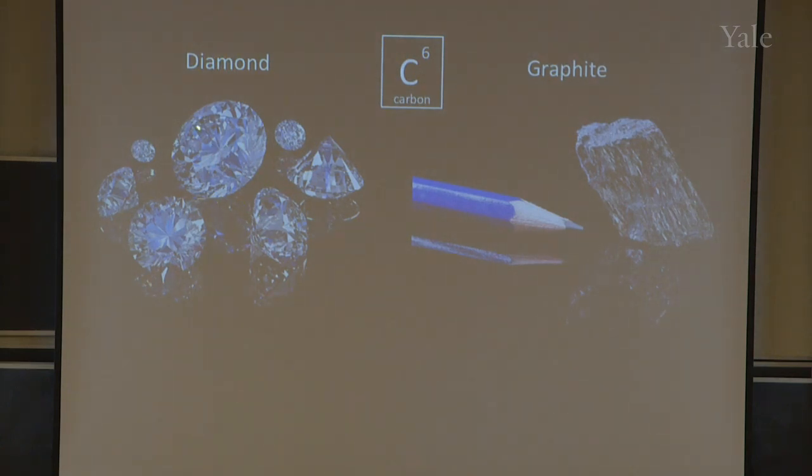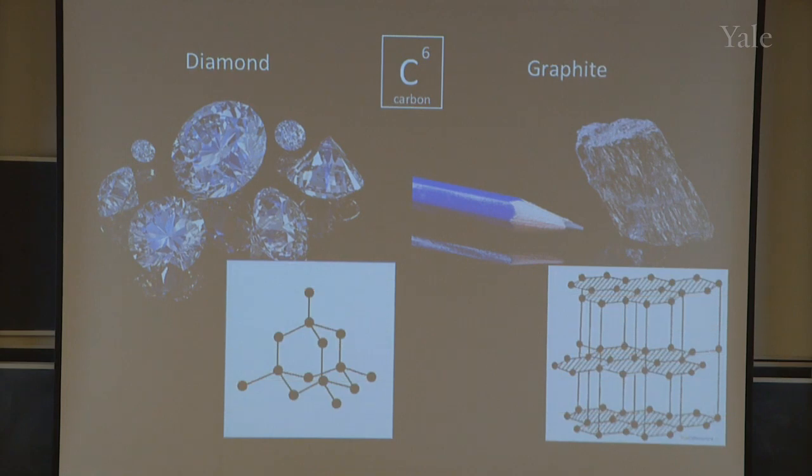Diamond is shiny, light goes through the diamond, and it's a really, really hard material. Graphite is black, it's soft, and light doesn't penetrate. But it's the same carbon. With the same carbon, you're making 2 different materials with 2 very, very different properties. So how does this happen?